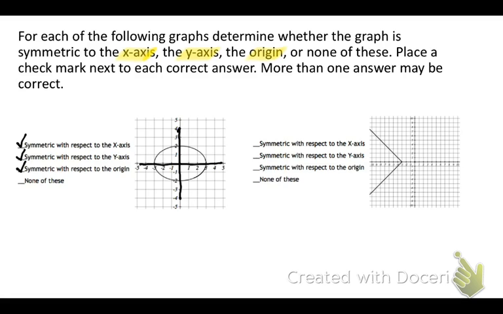Okay. Now, if I look at this next image, when I look at the x-axis, this has symmetry. When I look at the y-axis, there's nothing even on the other side of the y-axis, so there's no way we could have symmetry to the y-axis. There's no way we could have symmetry to the origin, and that's it. So this one only has symmetry to the x-axis.